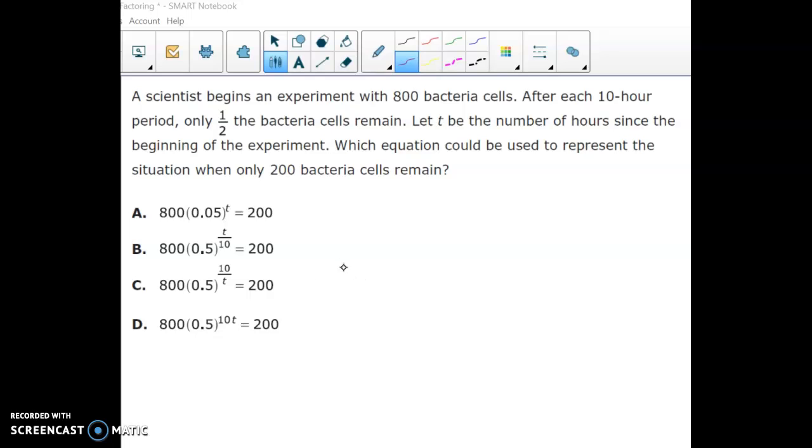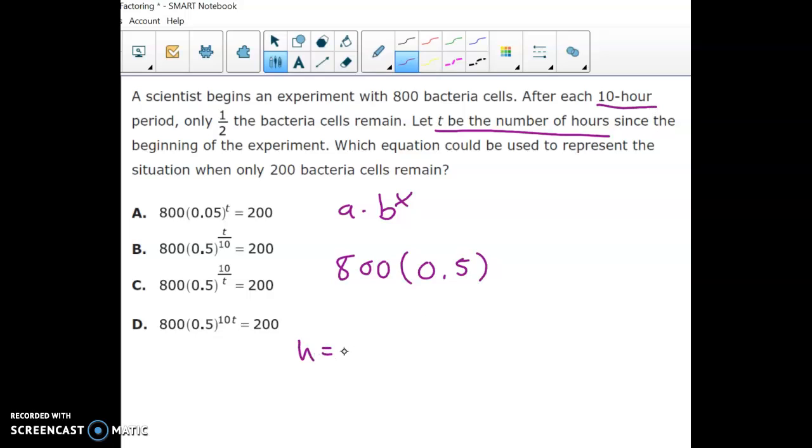Okay, so basically this is like the a times b to the x setup. Our starting number is 800, and we're losing half, or half remain. So we're going to have 50% here as our base. And then the trickiest part of this question is the exponent. t is the number of hours, but half of them remain in a 10-hour interval, right?